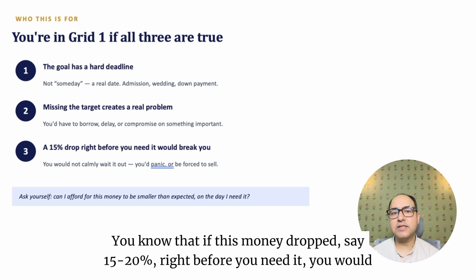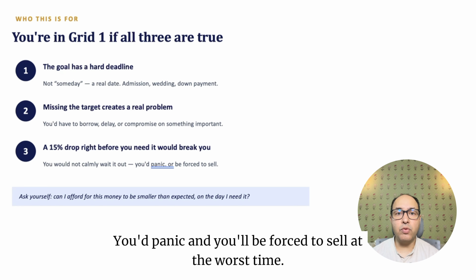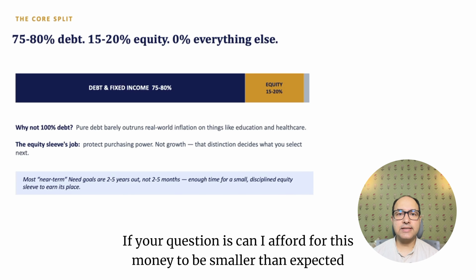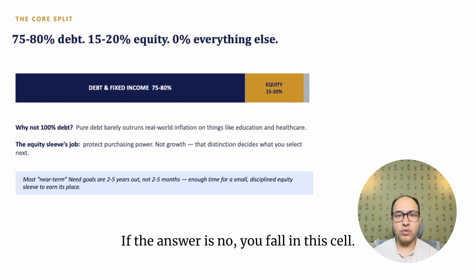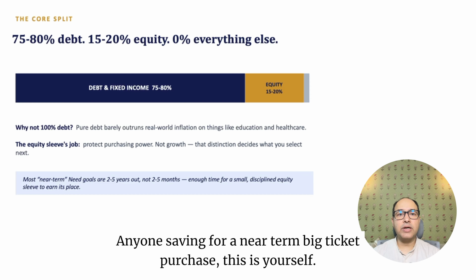You know that if this money dropped, say 15-20%, right before you need it, you would not calmly wait for a recovery. You'd panic and be forced to sell at the worst time. If your question is, can I afford for this money to be smaller than expected, and the answer is no, you fall in this cell. Retirees living off their corpus, parents with a child's admission 2 or 3 years out, anyone saving for a near-term big ticket purchase, this is your cell.